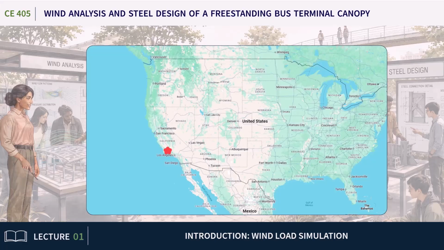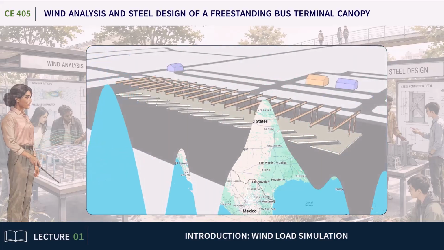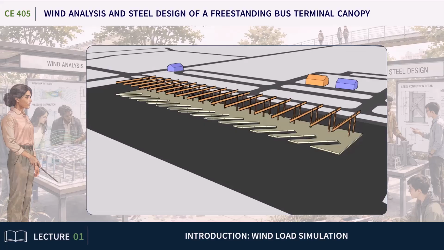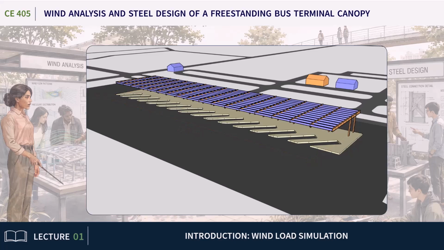We'll be studying the canopy of a bus terminal located on the west coast of the United States, on flat terrain in a suburban setting. The canopy's framework consists of 18 cantilever steel frames stretching about 136 meters in total. These frames are tied together at the top by a series of I-beams.